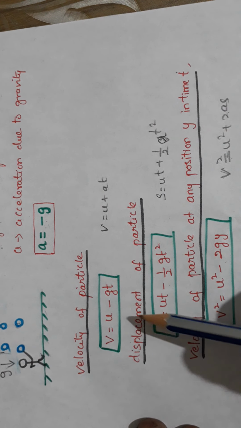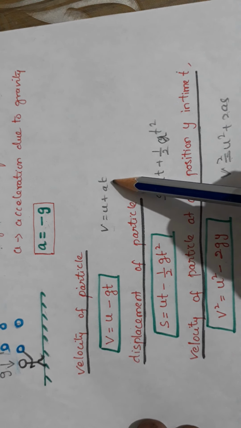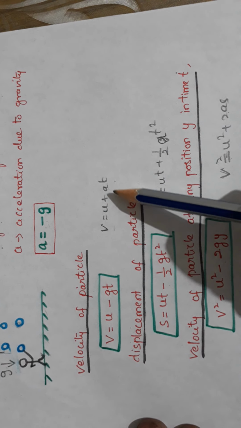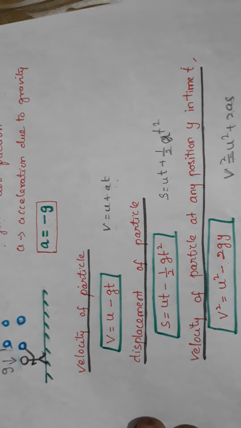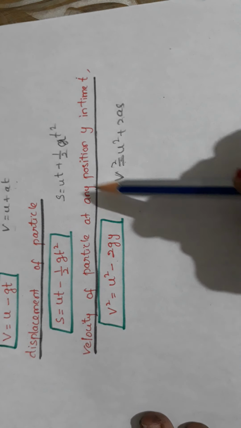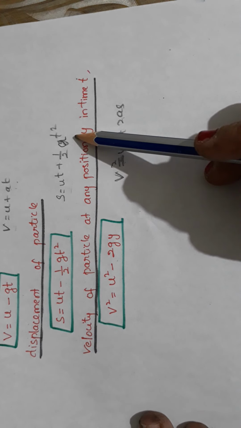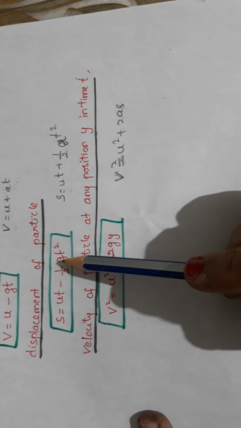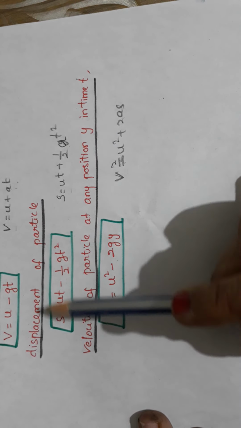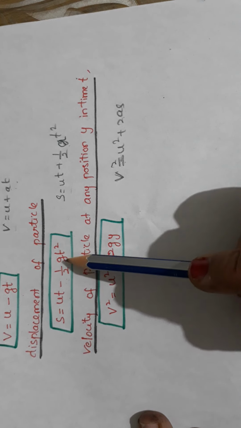So velocity of the particle from this Newton's equation of motion, if you write a is equal to minus g, we will get v is equal to u minus gt. Same way, displacement of the particle from this Newton's equation of motion, s is equal to ut plus half at square. A you can replace it as minus g, right? You will get this expression, s is equal to ut minus half gt square.